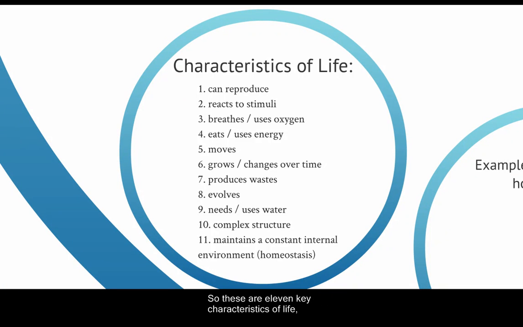So these are 11 key characteristics of life. So these are the things you would walk up to and see if that new item on a new planet could do. And if it did, that would be an indicator of something that was living. So, can it reproduce? Does it react to stimuli? This is often the first one that people come up with because we think, well, if I poke it, it reacts. And that's an indicator of a living thing.